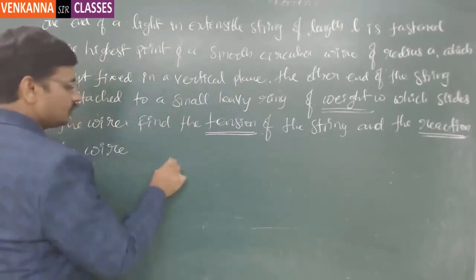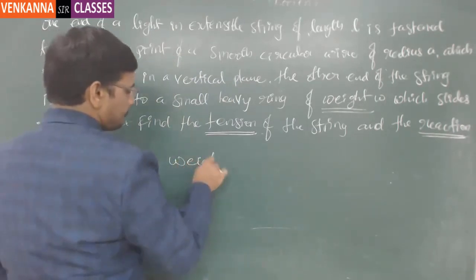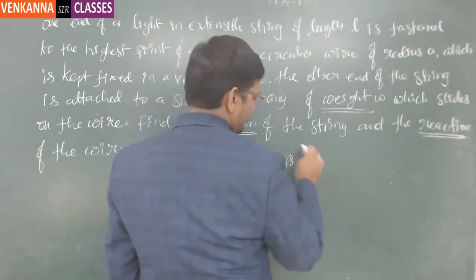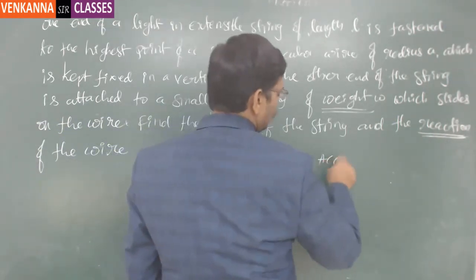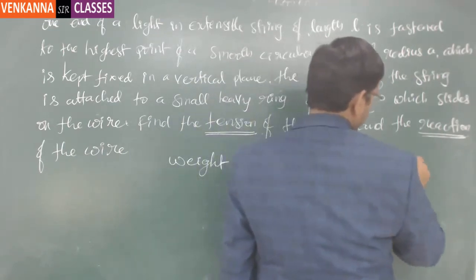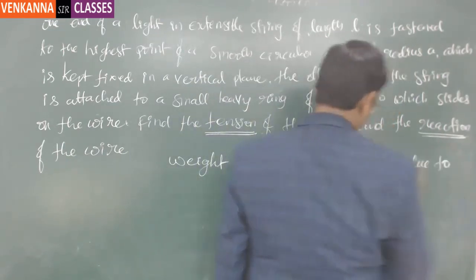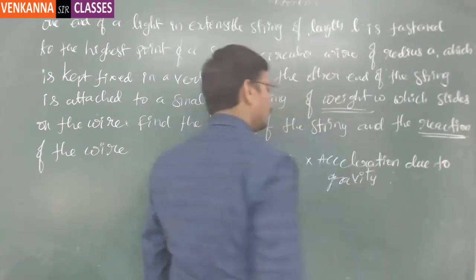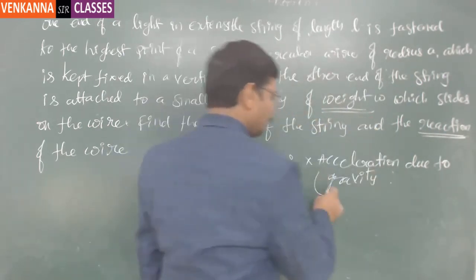Now, weight is nothing but mass times acceleration due to gravity. This acceleration due to gravity is fixed for Earth.